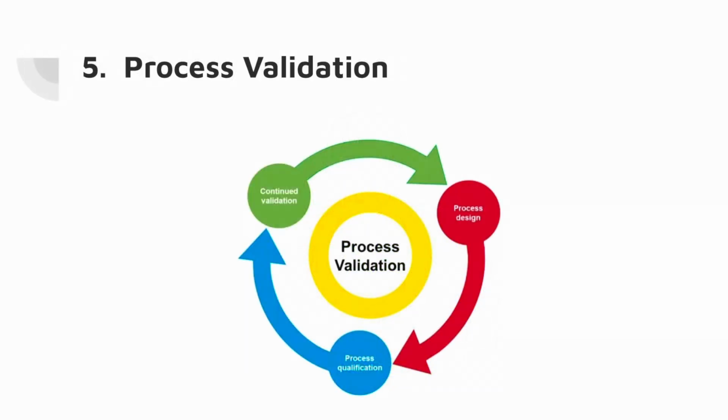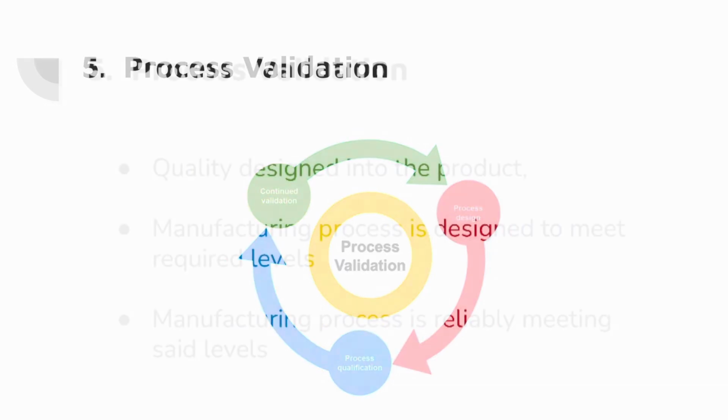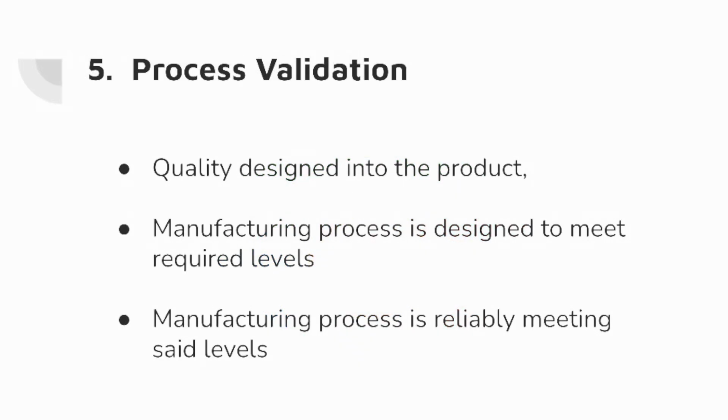Finally, another important process in design and manufacturing is process validation. This is an offshoot of quality assurance, in which a manufacturer routinely analyzes the results of their own manufacturing to verify 3 goals. 1. That quality is designed into the product. 2. That the manufacturing process was designed to meet desired quality levels. And 3. That the design process is reliably meeting said levels.